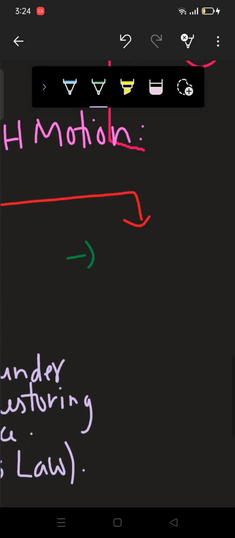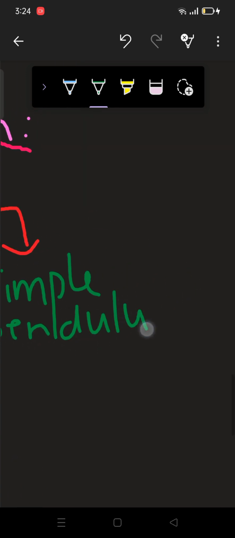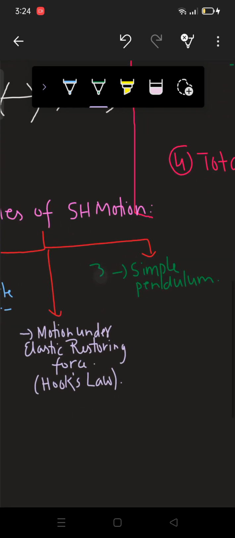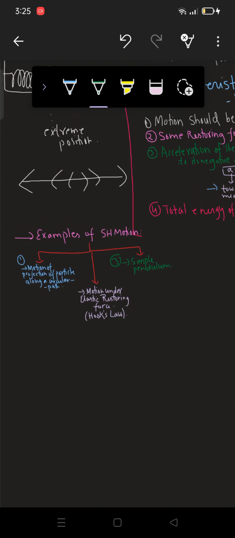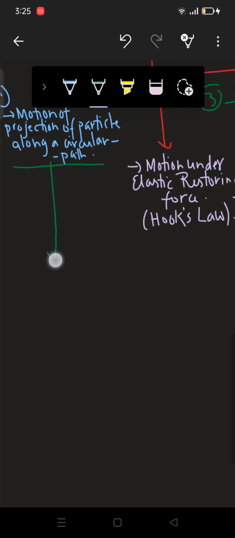You all have heard about the simple pendulum very much. Simple pendulum, right? So we're going to discuss these three examples in great detail. We're going to derive the displacement formula, acceleration formula, velocity formula, time period and frequency formula for each one of them, right? In today's video, we are going to discuss the motion of projection of a particle along a circular path, right? So our main topic today is this.